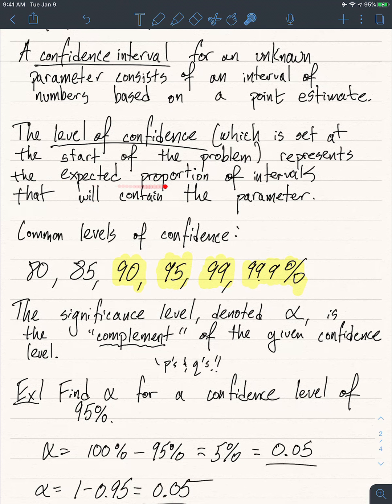The level of confidence represents the expected proportion of intervals that will contain the parameter. And these intervals, we're hoping do, but we're only going to be so confident. We're not going to be able to construct an interval that we can say, for sure, 100% confident, this has the true value of the parameter in it. That's just not going to happen, no matter how good my sample is.